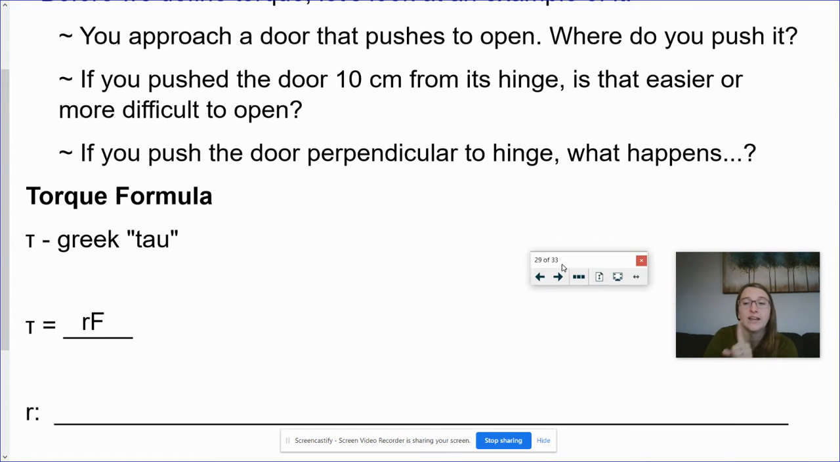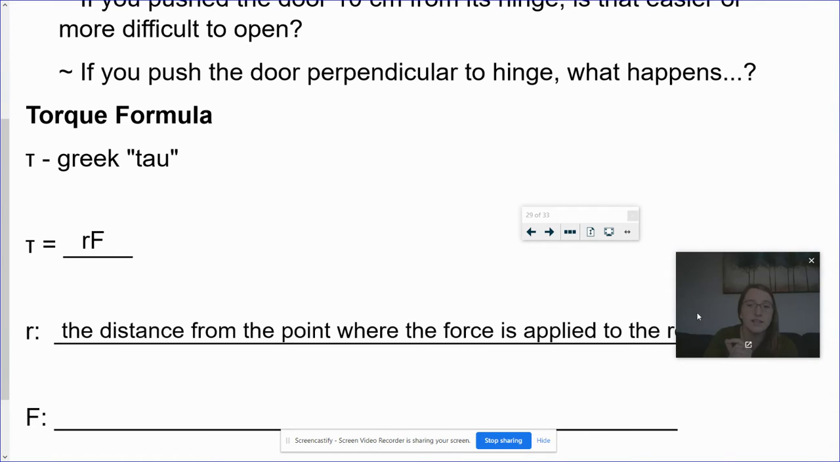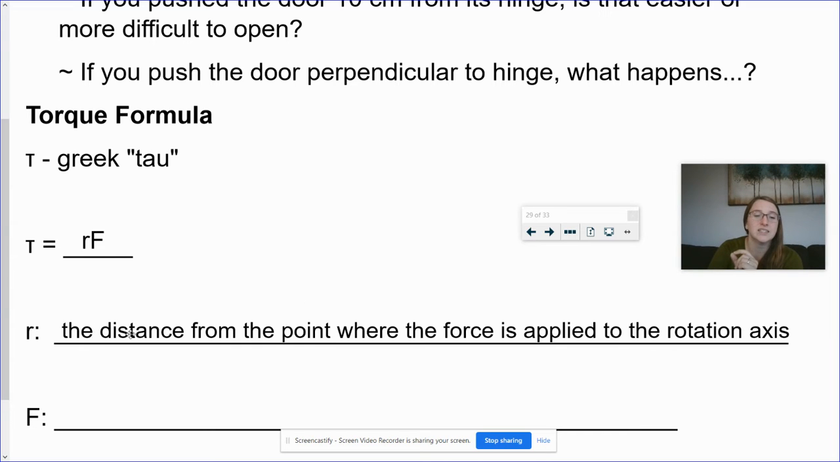However, we have to be very careful with this. R specifically means the distance from the point where the force is applied to the rotation axis. So I'm talking about the door. The rotation axis is the hinge. And wherever I push, R is the distance between those two, between the rotation axis and where I'm applying that force.